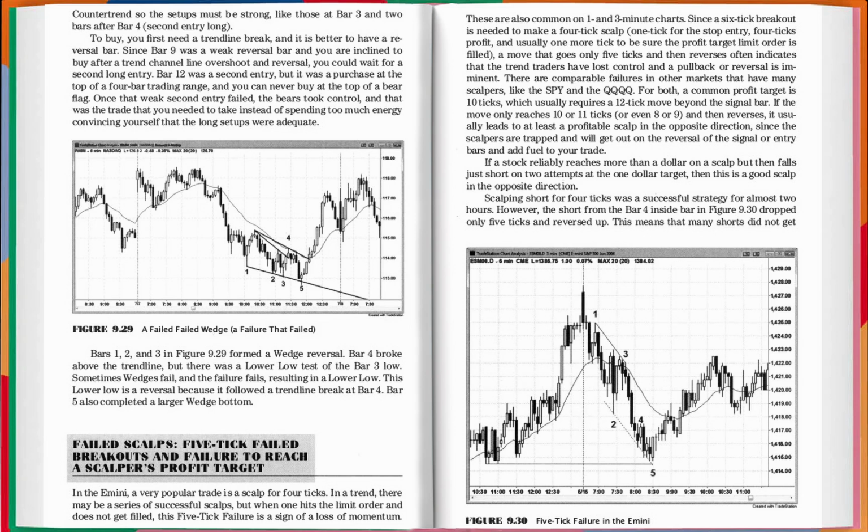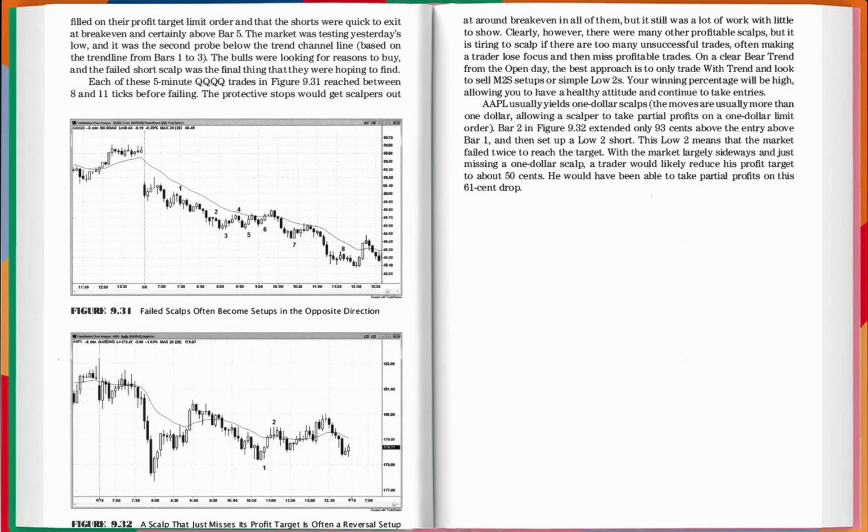Scalping short for 4 ticks was a successful strategy for almost 2 hours. However, the short from the bar 4 inside bar in figure 9.30 dropped only 5 ticks and reversed up. This means that many shorts did not get filled on their profit target limit order, and that the shorts were quick to exit at break-even, and certainly above bar 5. The market was testing yesterday's low, and it was the second probe below the trend channel line based on the trend line from bars 1 to 3.